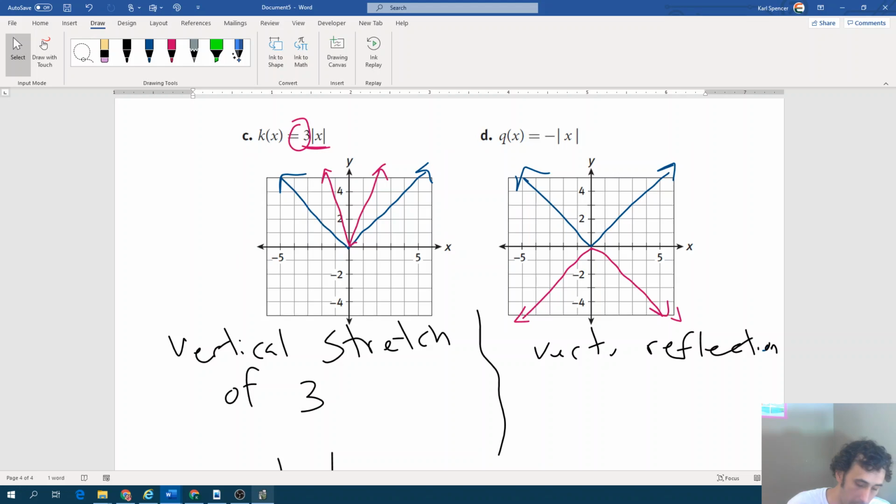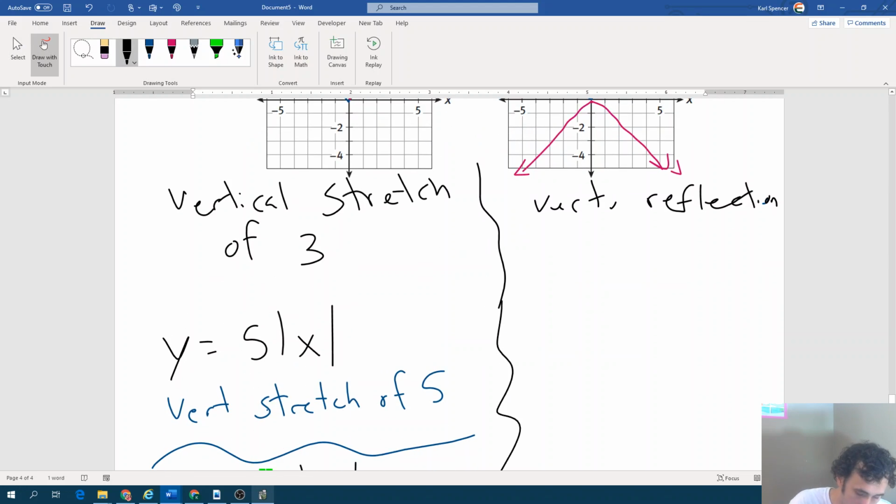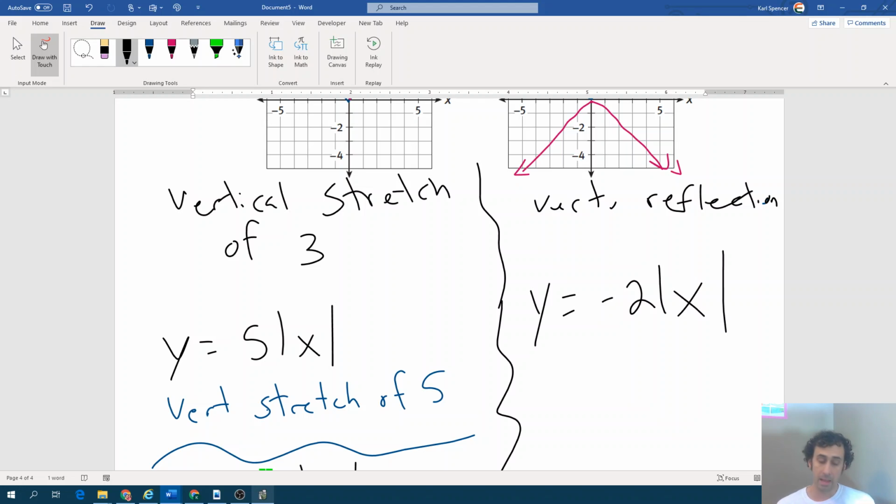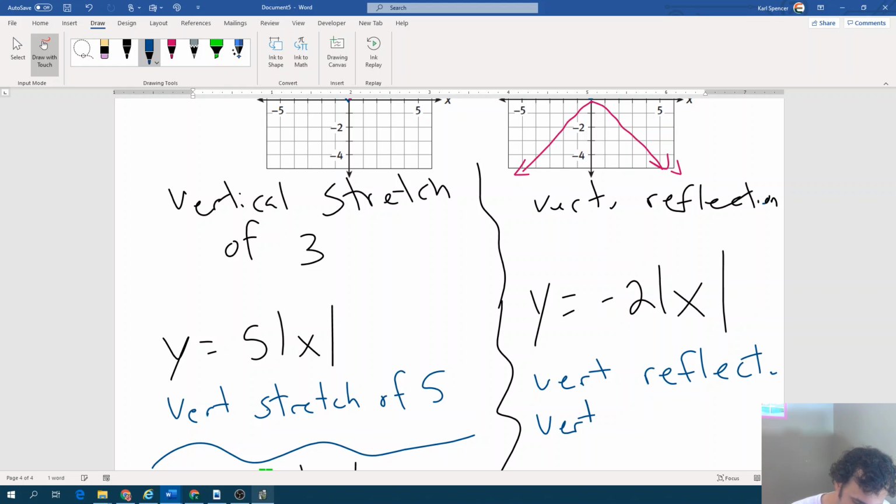Maybe you combine the two parts. Maybe you have an equation that is y equals -2 absolute value of x. It has a negative and that 2. This problem would be a vertical reflection or a flip. Some people call it a flip. A vertical reflection, and it is a vertical stretch of 2. It could have both those pieces together. The negative is the reflection, that 2 is the stretch.